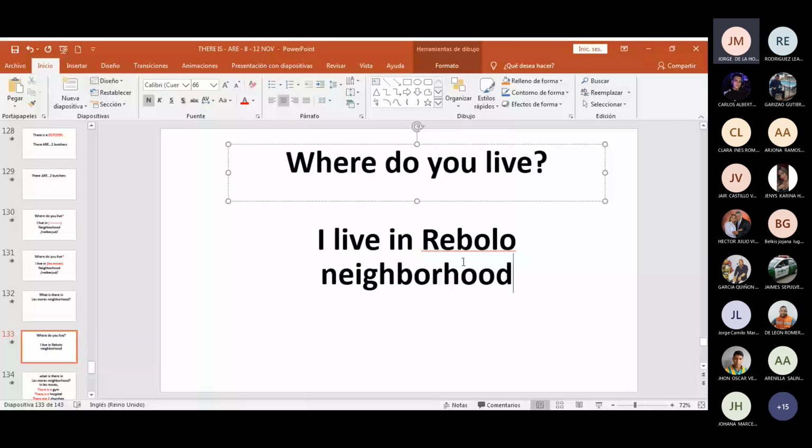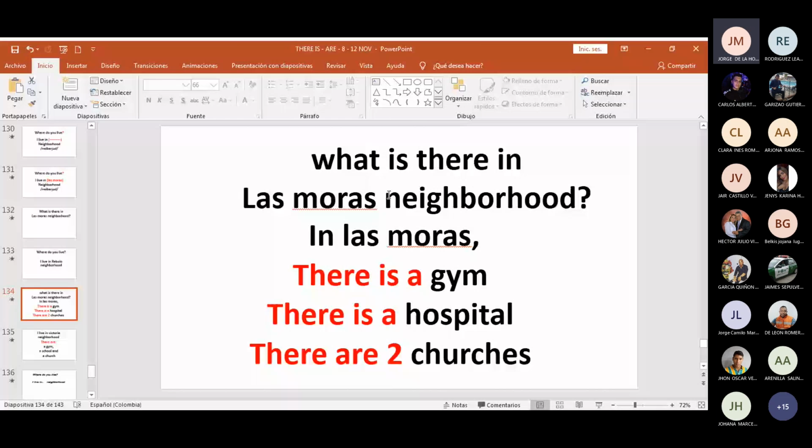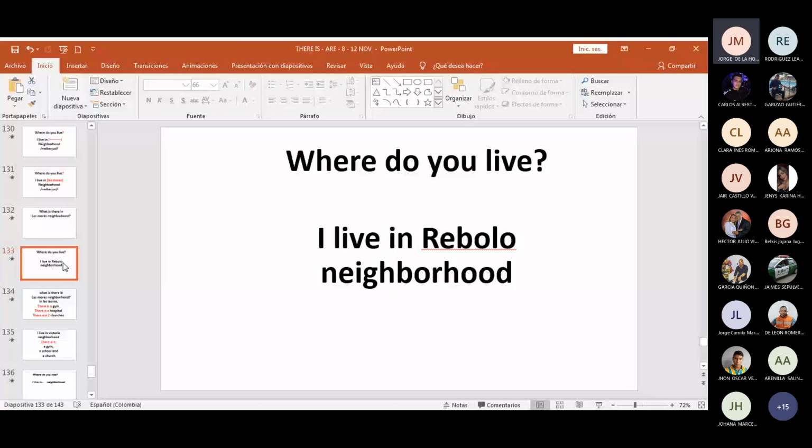And then question number 2. What is there in Rebolo neighborhood? There is one church. There are two supermarkets. Supermarket Olímpica, Ara supermarket. Yes. Okay. Continue.